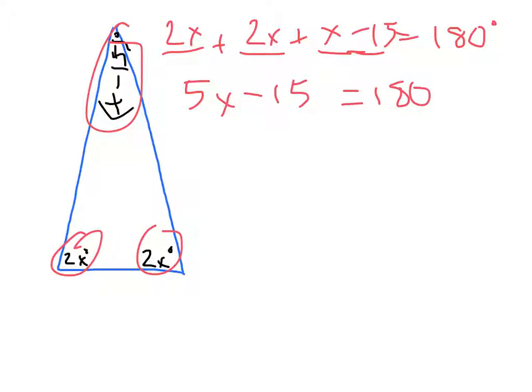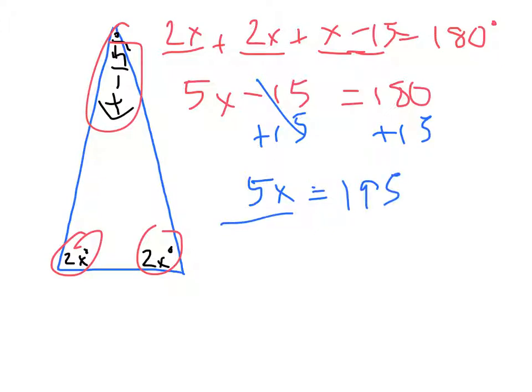Okay, undo the subtraction by adding. Okay, they're gone. You have 5x equals 195. Divide both sides by 5. And you get x equals 39 degrees. Okay, so that's x. That's the first part I asked of you to do.